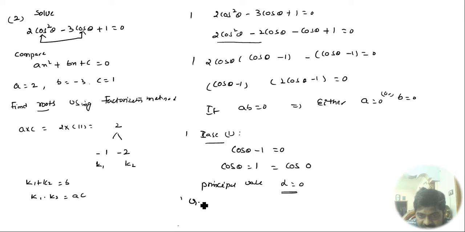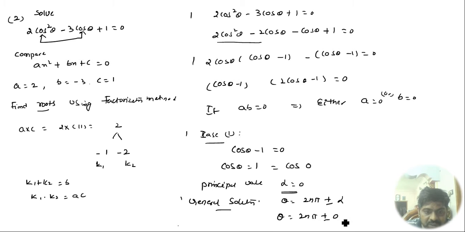So the general solution is, what is the formula? Theta equal to 2n pi plus or minus alpha. This is the formula. So just we substitute the value, theta equal to 2n pi plus or minus 0. So from that the value equal to 2n pi. This is case 1. And next case 2.